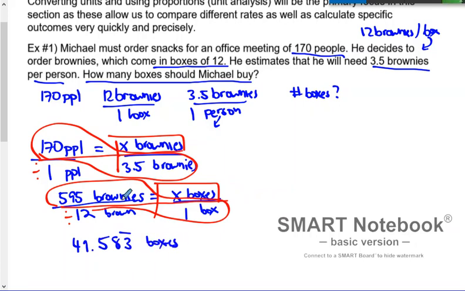boxes. Now we do have a context here. The context is that you're going in to buy these boxes of brownies, and you will not be able to go to the store and tell them, I need 49 and kind of a half boxes of brownies. I'm just going to take some out of here and go. Not going to work. So we're going to round this up to 50 boxes of brownies. Go get them, Michael.